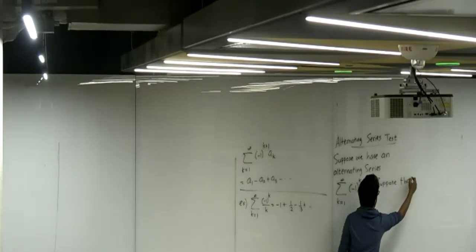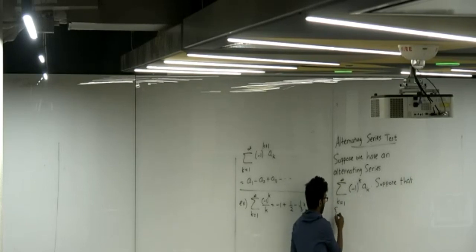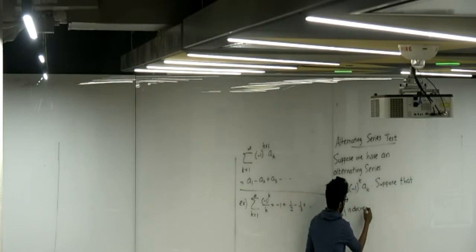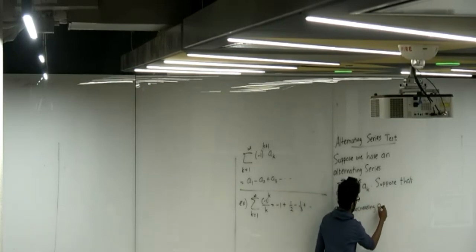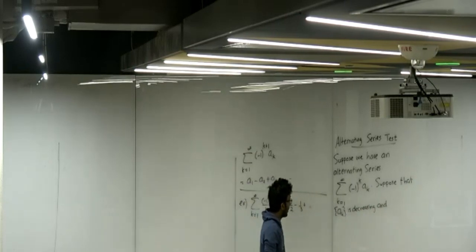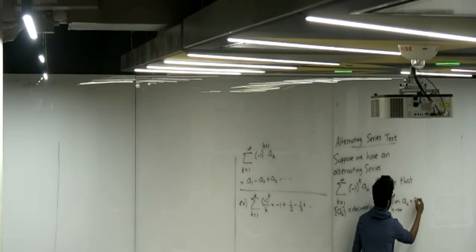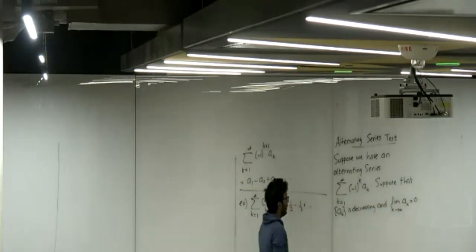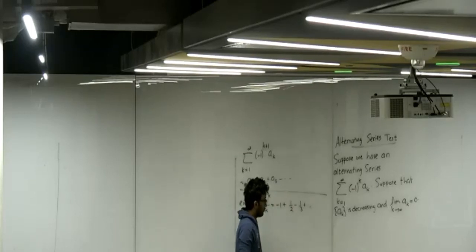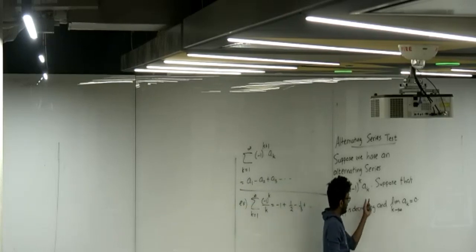Suppose that the sequence a_k is decreasing, and its limit is 0. That is, the limit as k tends to infinity of a_k is equal to 0. These are the two conditions. The sequence is a decreasing sequence and the limit of the sequence is 0.